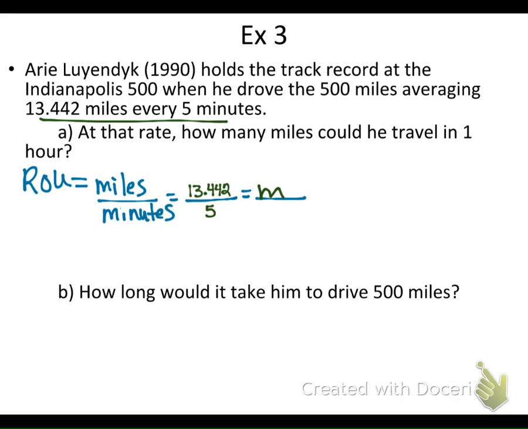Just change an hour to minutes. How many minutes are in an hour? 60. So that 60 is going to go on bottom. Okay. So you guys are pros at this part. We're going to cross multiply here.